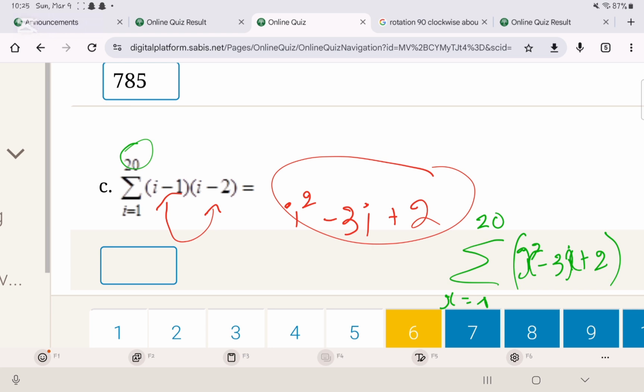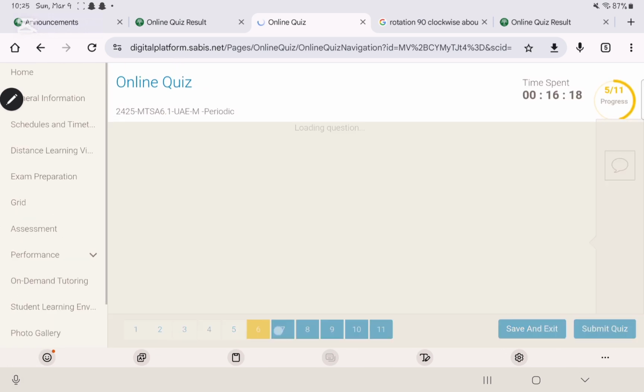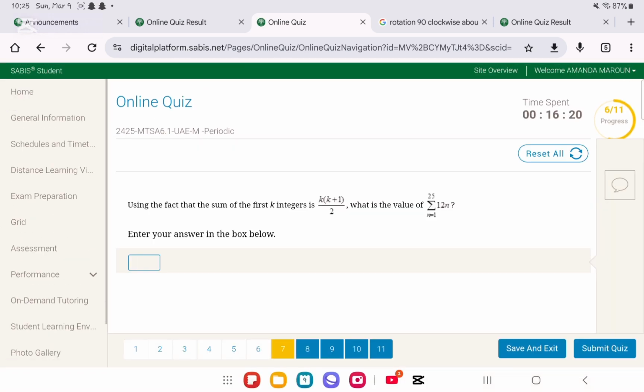alpha x squared minus 3 alpha x plus 2, and you're gonna put equal, and you're gonna get an answer which is equal to 2280. So the answer is 2280. We move on to question number 7.